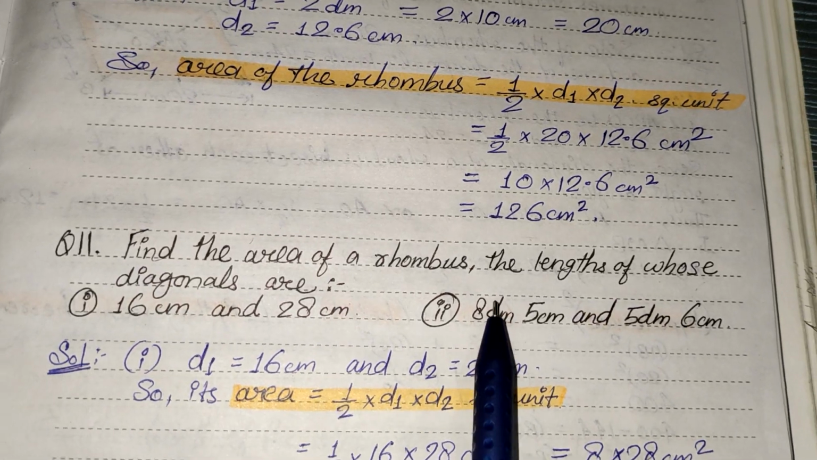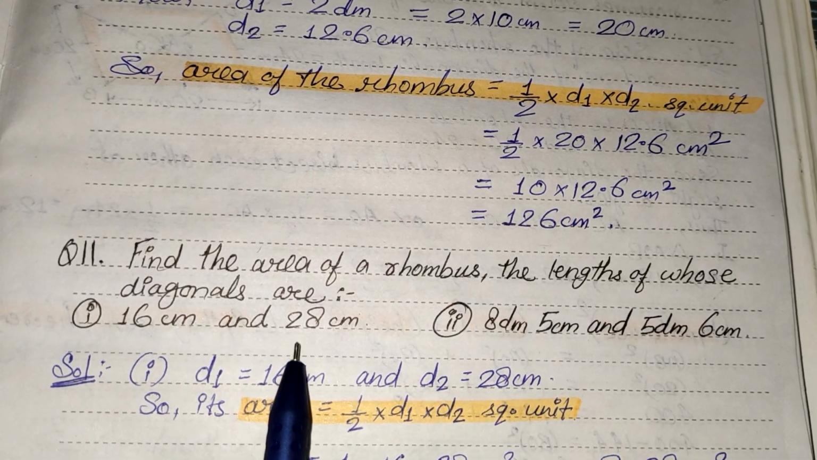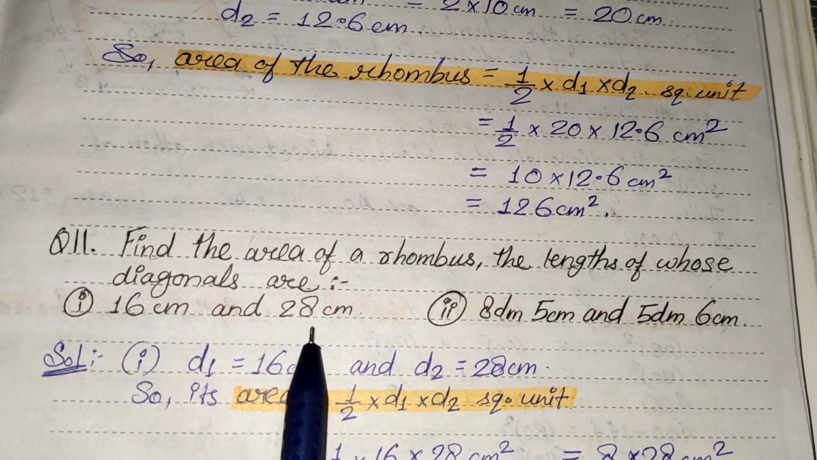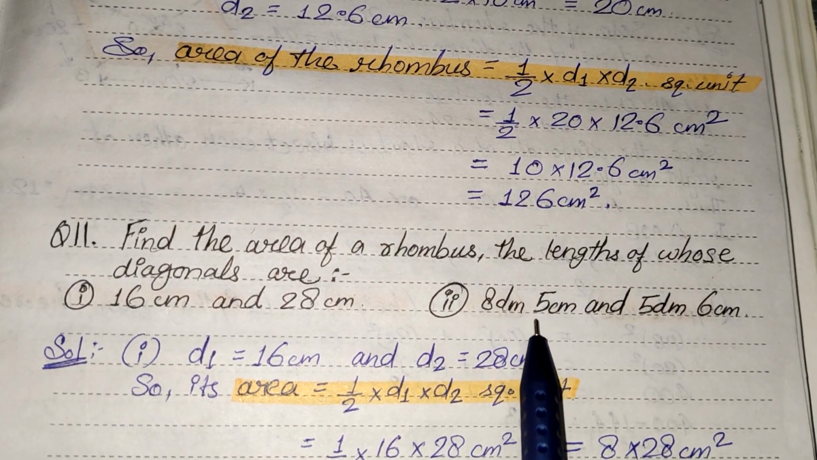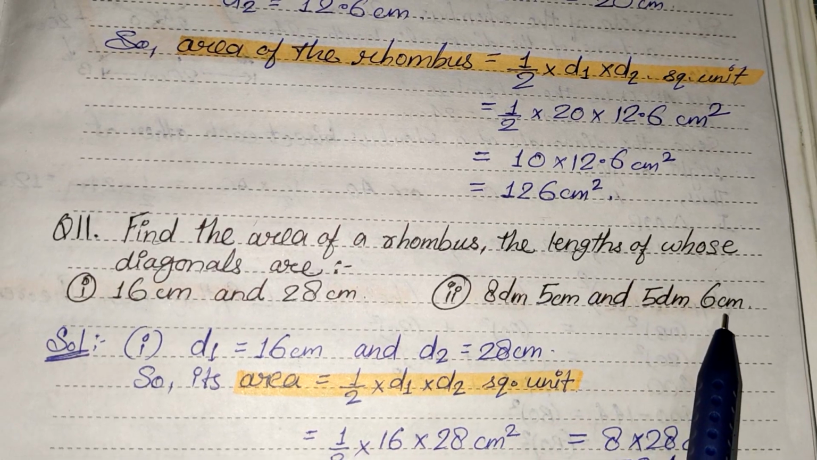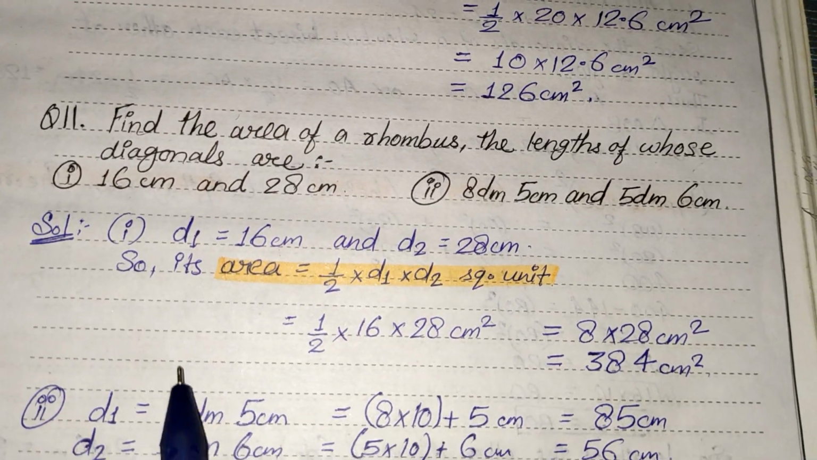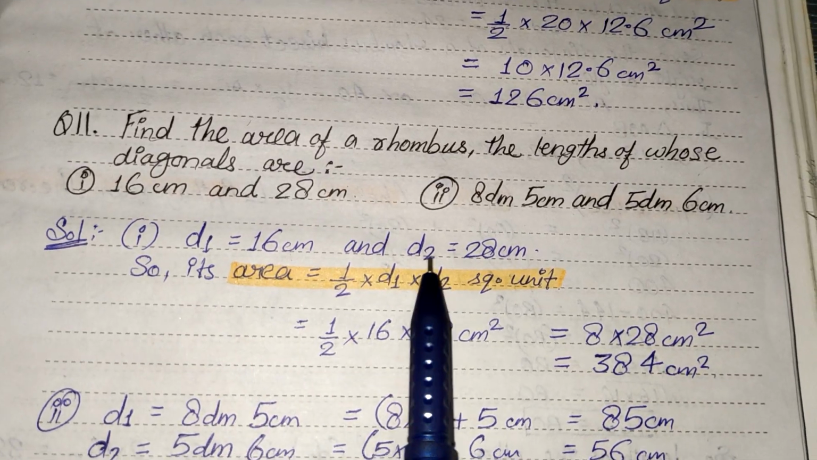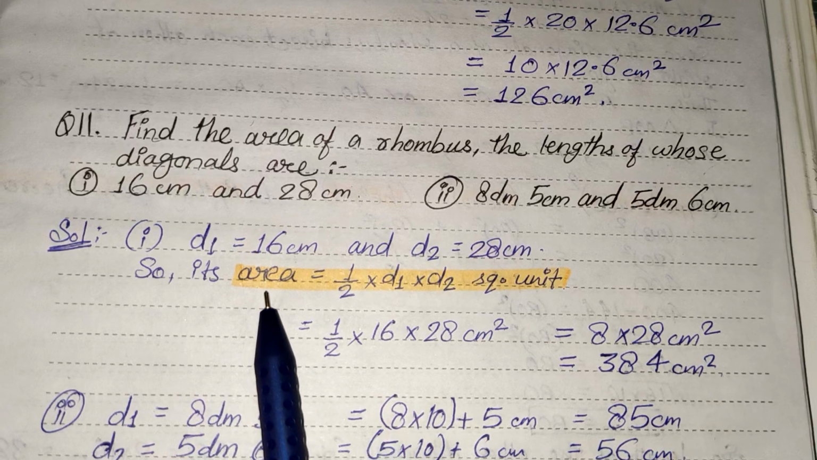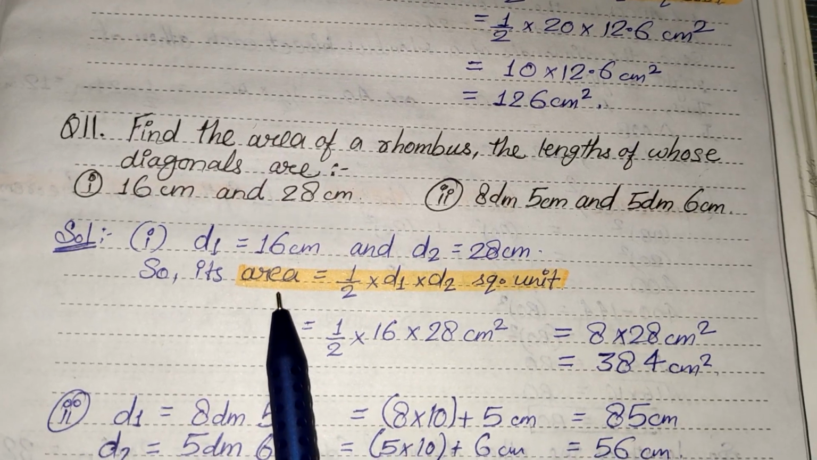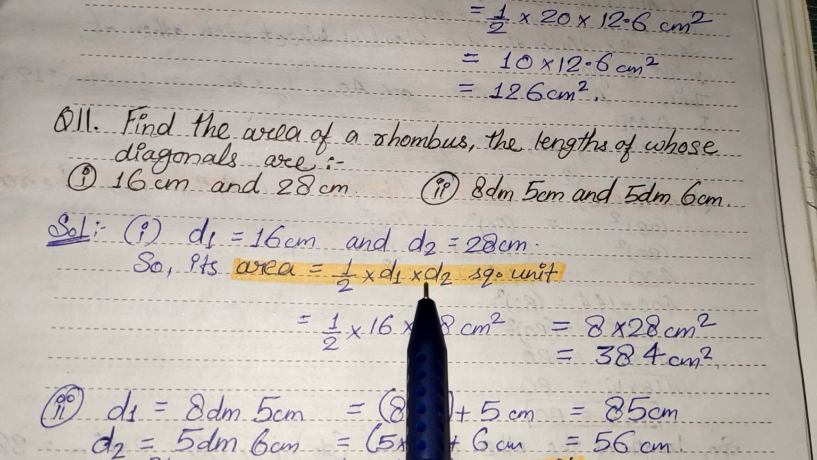Find the area of a rhombus, the length of whose diagonals are given. In the first, 16 centimeter and 28 centimeter, and in the second, 8 decimeter 5 centimeter and 5 decimeter 6 centimeter. Now see the solution number first. D1 is 16 centimeter, D2 is 28 centimeter, and we know the formula, that is area of rhombus is equal to 1 by 2 into diagonal D1 into diagonal D2.